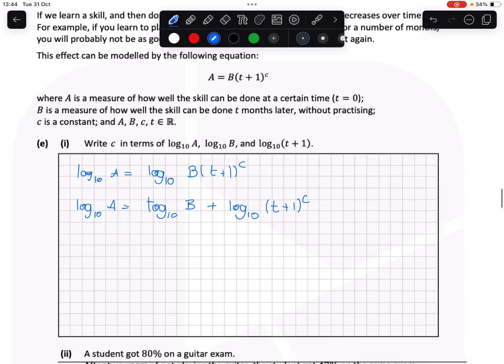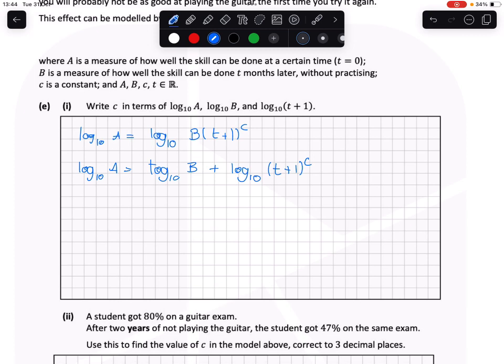We want to have this all in terms of c, so what I'm going to do is take that log of 10b over to the other side. So here we have log 10 t plus 1 to the c, and equal that to the log of 10a subtract the log of 10b.